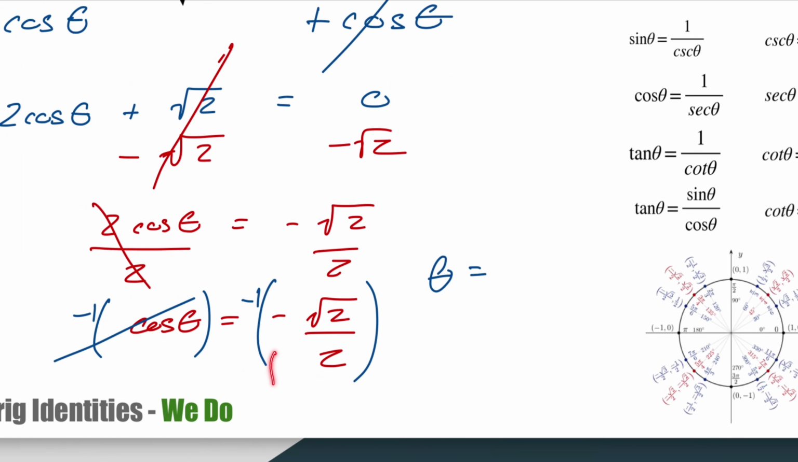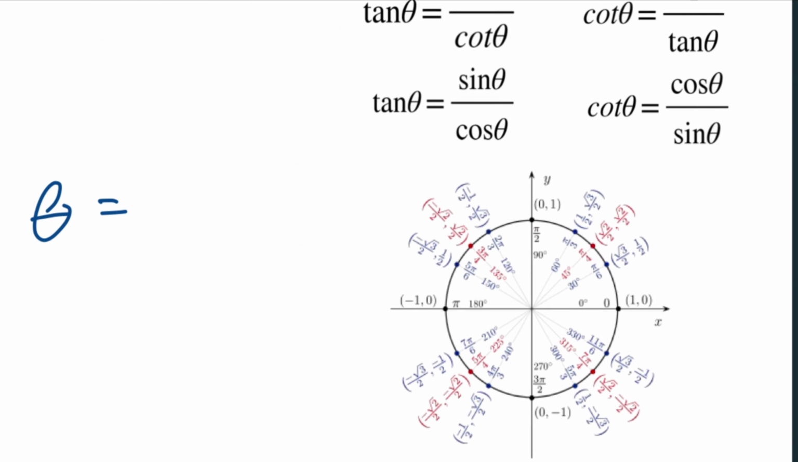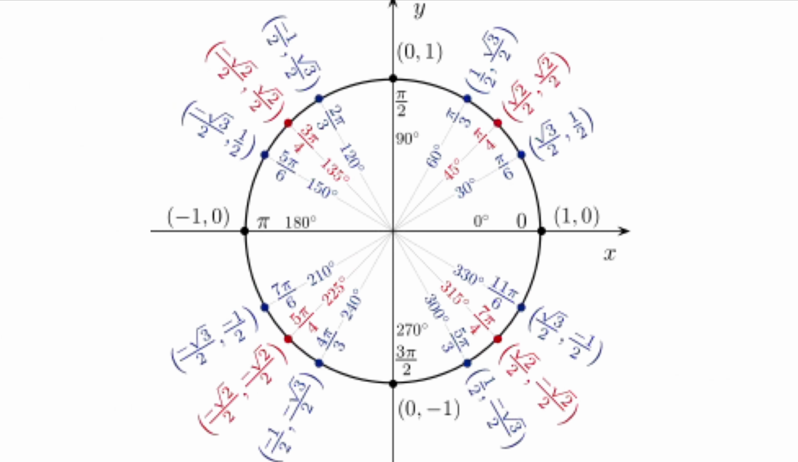So I'm going to go to my graph, or my unit circle. I'm going to look for all the negative square root of 2 over 2's for cosine. So we're looking for x. So I'm going to go here. I see positives, not what I want. But here, look, my x is negative, my y is positive. This is perfect because I only care about the x. So this is an answer.